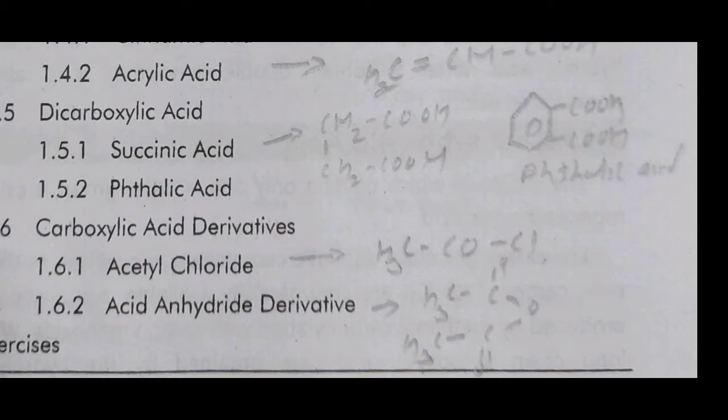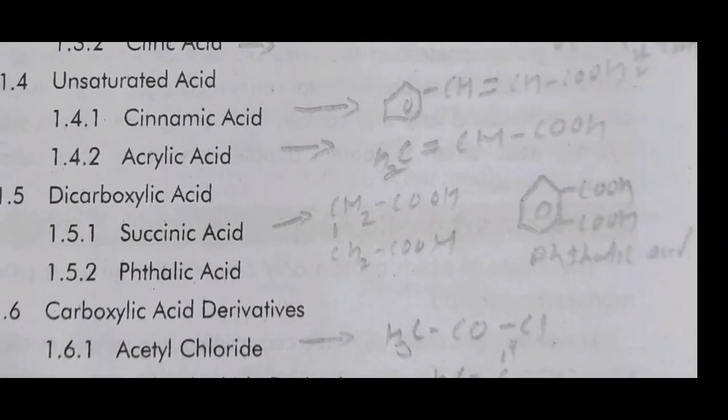Anhydride means removal of a water molecule. Suppose phthalic acid loses a water molecule, then phthalic anhydride is formed. Similarly, acetic acid releases a water molecule, forming acetic anhydride. Acetyl chloride and acetic anhydride are derivatives of carboxylic acid. Succinic acid and phthalic acid are examples of dicarboxylic acid.